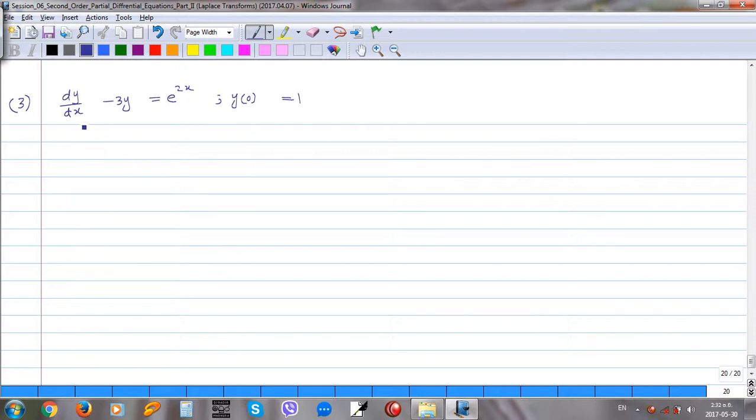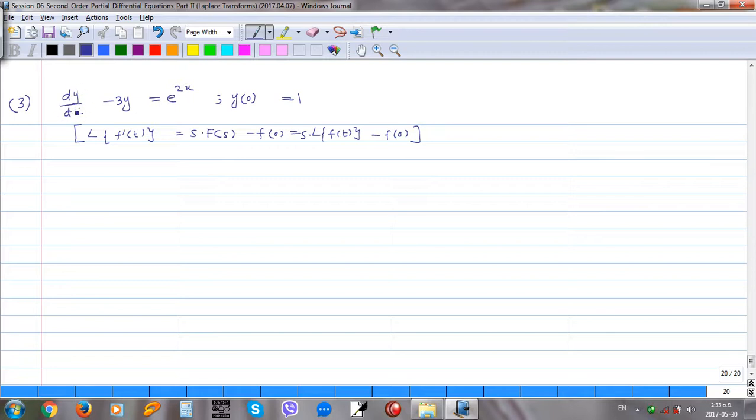You have to keep in mind this formula to convert the equation. L of f dash t, we discussed this earlier, is s F of s minus f of 0, where F of s means L of f of t. That is, s times L of f of t minus f of 0. So we can use this equation. Now I am going to apply the Laplace transformation.